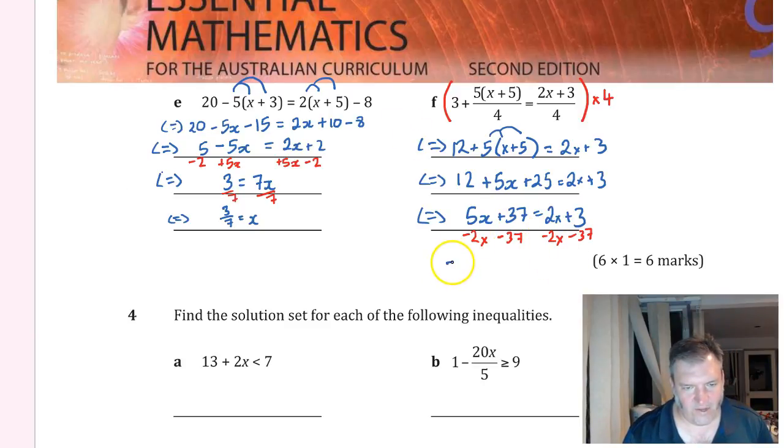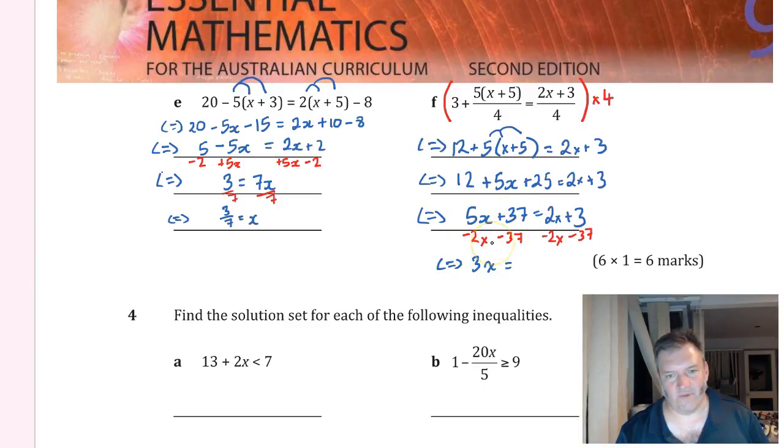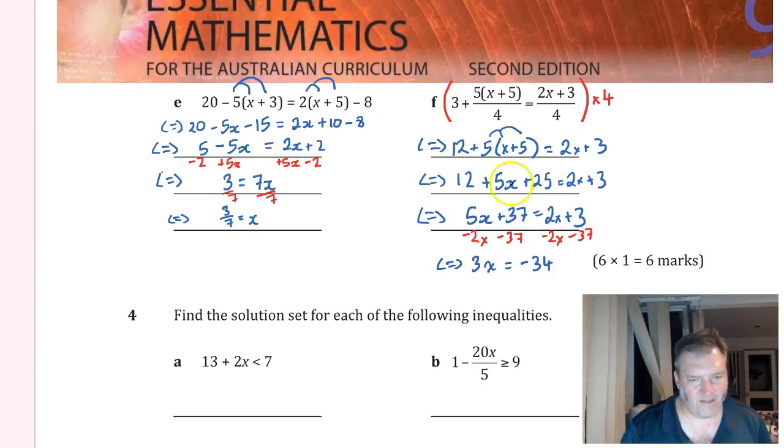5x minus 2x. Well, that's pretty easy. That's 3x. 37 minus 37 cancel. We knew they would. On the right-hand side, the 2x and the negative 2x have cancelled. What's 3 take away 37? Negative 34.